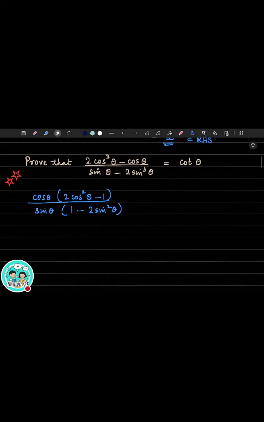Okay, so once you take that, you already have cos theta by sin theta, which is equal to cot theta. So we have to retain this. Nothing should happen to cos theta and sin theta. But you have to eliminate these two terms. How will you eliminate it? You have to make it equal. Only then can you cancel it out.